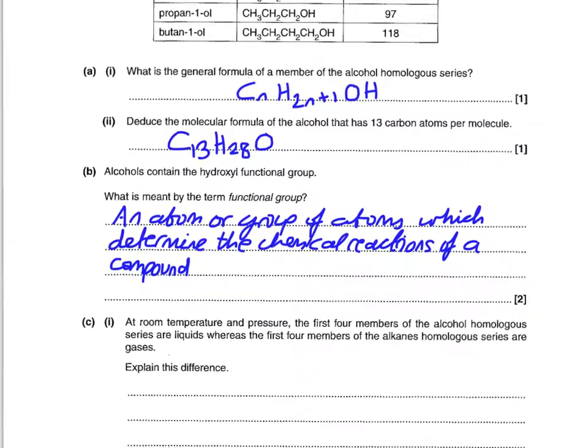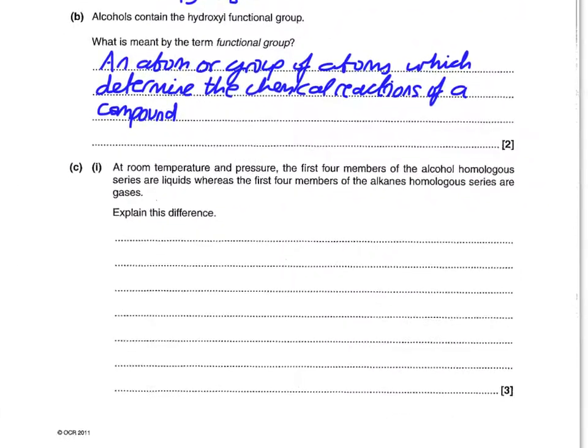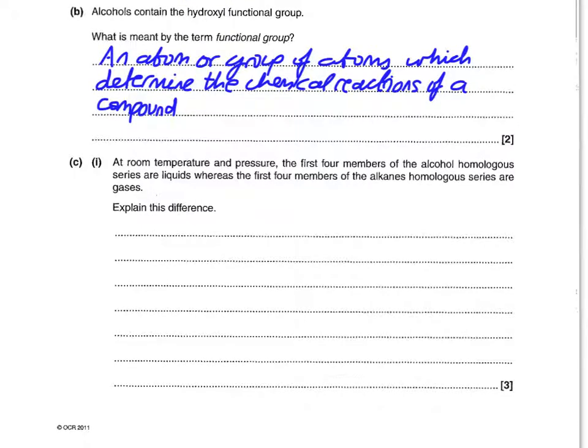So as we go down, we can see there's another question we're being asked. This time it's a 3 marker, and I'm going to put 3 bullet points for this one. This is to help me split my answer into three sections. So it says at room temperature and pressure, the first four members of the alcohol homologous series are liquids, whereas the first four members of the alkanes homologous series are gases, and it wants you to explain that difference.